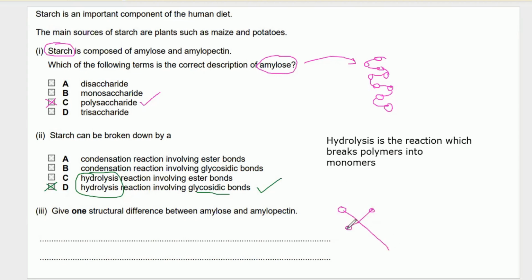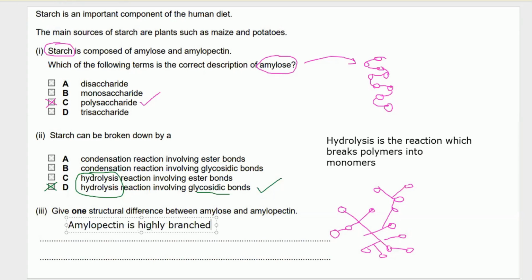Okay, next question. Give one structural difference between amylose and amylopectin. So what I'm doing with my grade D GCSE art is drawing you a molecule of amylopectin. You can see my amylose above, that's the coiled one. You can see amylopectin made of the exact same monomers, these little crusty circles I've drawn, but there's a difference in the structure. Amylopectin is highly branched, so it has 1 to 4 glycosidic links and 1 to 6, which of course means it's very quick to hydrolyze and release energy.